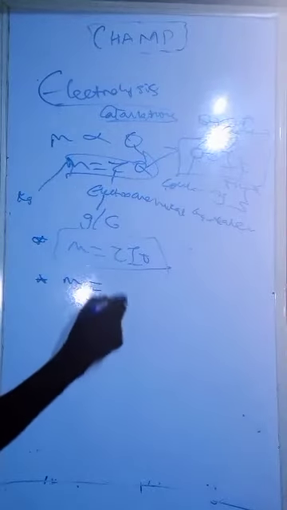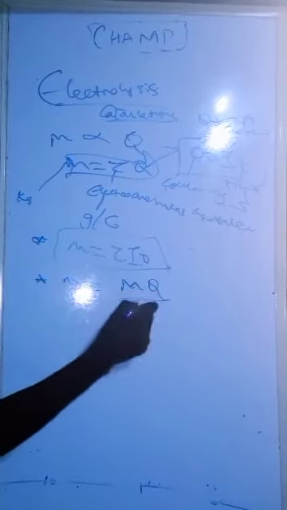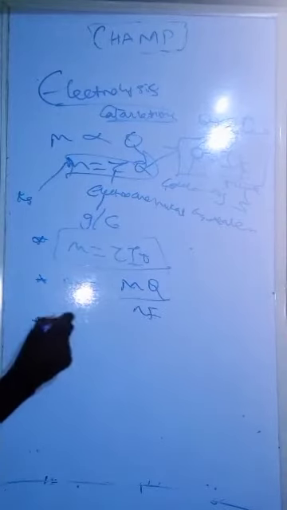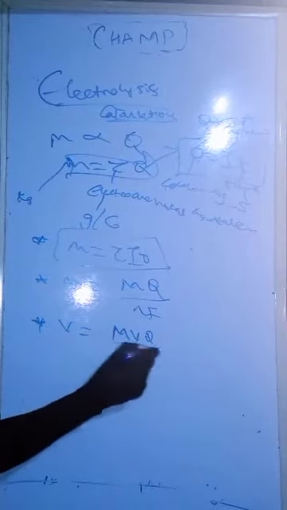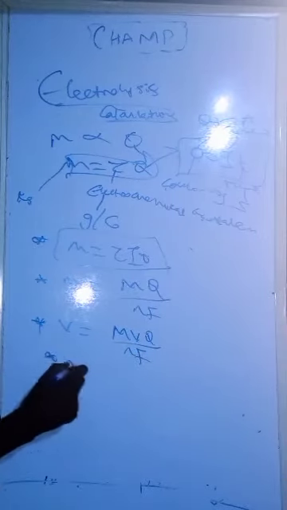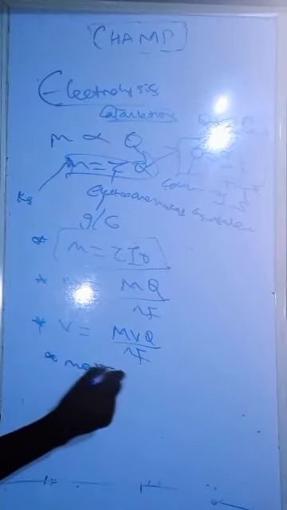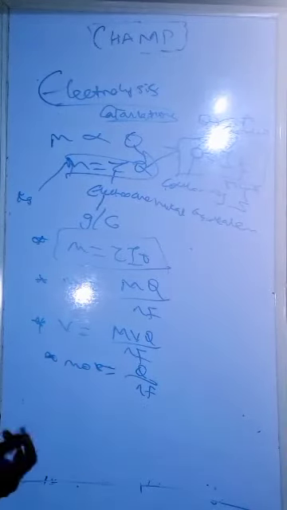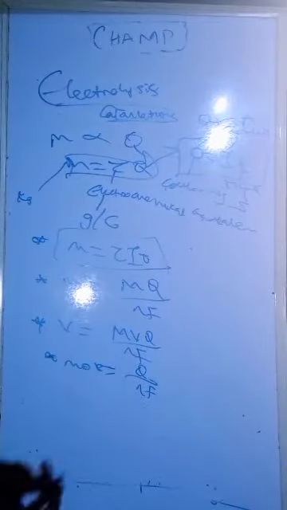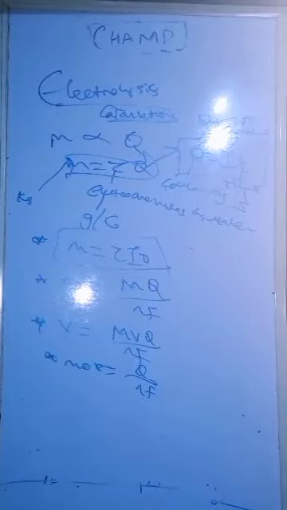Mass is equal to MQ over NF. Volume is equal to MVQ over NF. Then mole is equal to Q over NF. I think these are all the formulas you're likely going to need for this topic. So with these formulas, you should be fine.